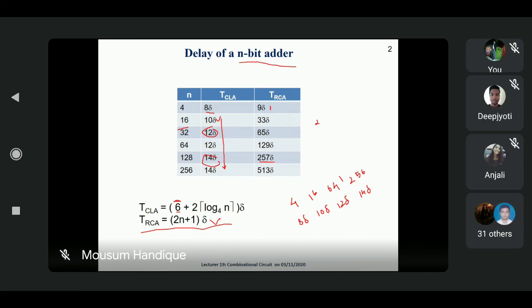So this particular formula you remember, this way we can find the n-bit adder. And people are asking what is the advantage of CLA as compared to RCA. You clearly know the difference between the CLA and RCA.